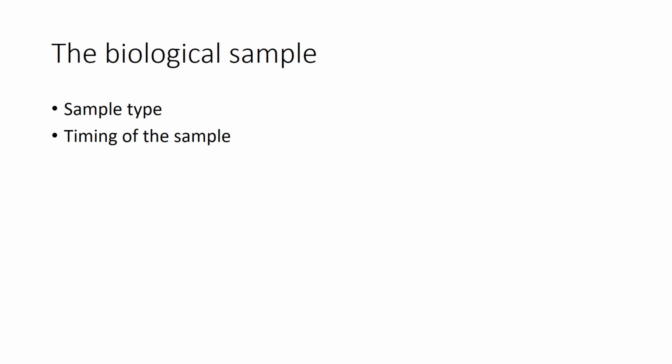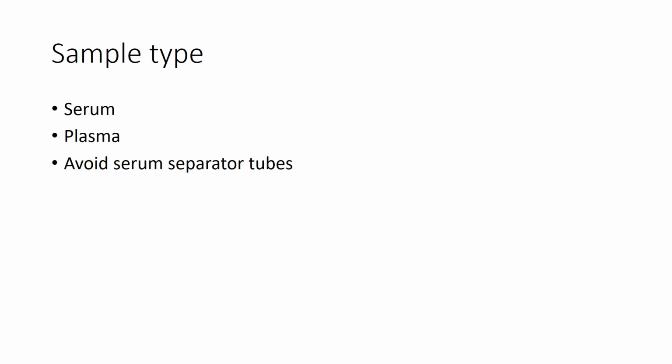Once we have decided to monitor the concentration of the therapeutic drug, it is important that a biological sample is collected which will provide a clinically meaningful measurement. So two things are important. One is the sample type, second is the timing of the sample. Now coming to the sample type, either serum or plasma samples are usually collected for therapeutic drug monitoring. We should avoid serum separator tubes, as lipophilic drugs can dissolve in the gel barrier. So it is always better to use either serum or plasma, and we need to avoid serum separator tubes.